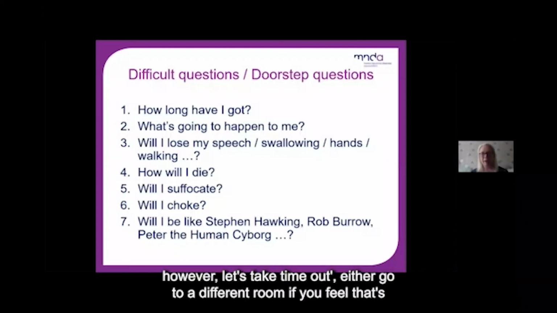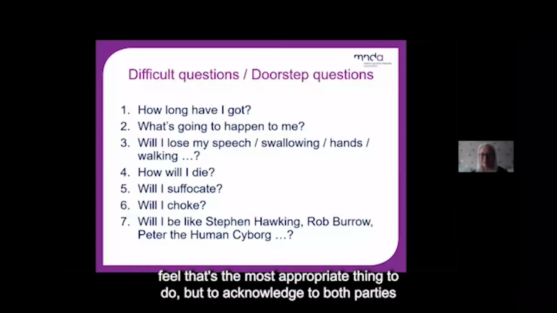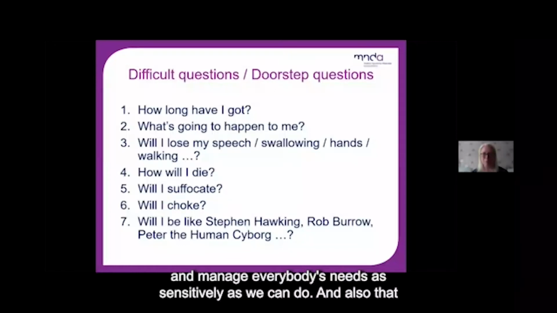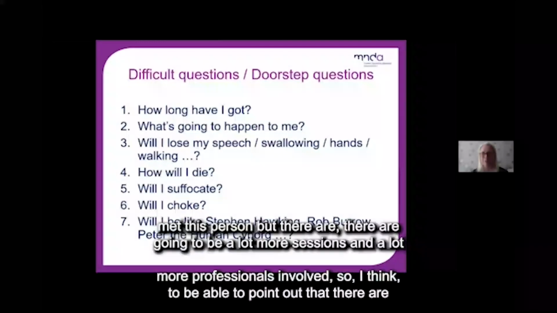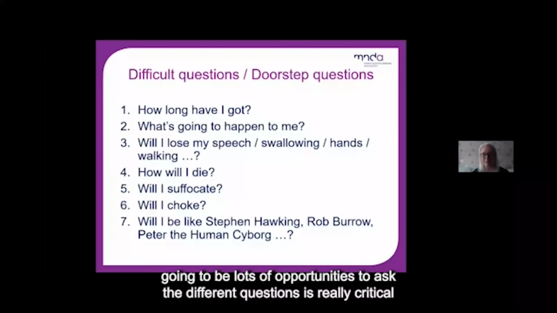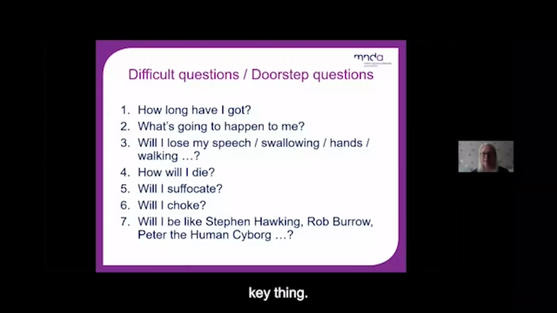However, let's take time out, either go to a different room if you feel that's appropriate, or refer them on elsewhere to have a discussion if you feel that's the most appropriate thing to do. But acknowledge to both parties that their needs might be different from each other, and that it's important to try and manage everybody's needs as sensitively as we can. And also that it's not just one session, is it? This might be the first time that you've met this person, but there are going to be a lot more sessions and a lot more professionals involved. So to be able to point out that there are going to be lots of opportunities to ask the different questions is really critical as well. And to acknowledge that people's needs are different. I think that's the key thing.